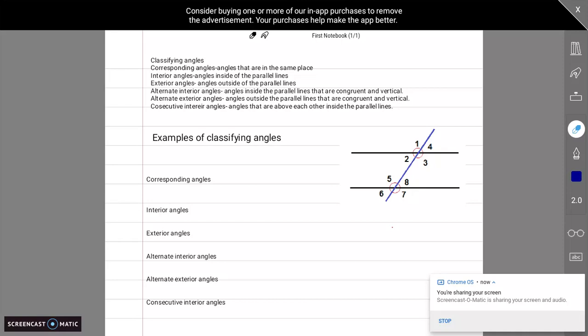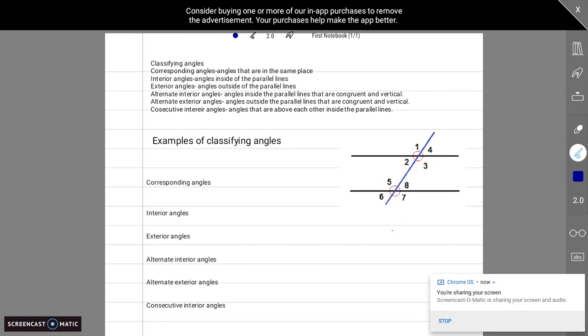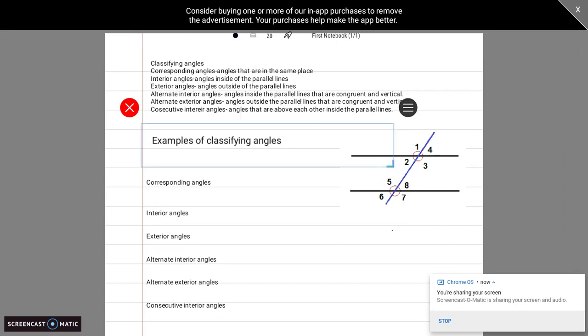We're going to go through all of them one by one and find the angles that represent those types of relationships in this picture. In this picture, these two black lines are going to be parallel. You can identify them with little arrows, like this. Because those are parallel and we have that blue line cutting through them, that blue line is called a transversal.